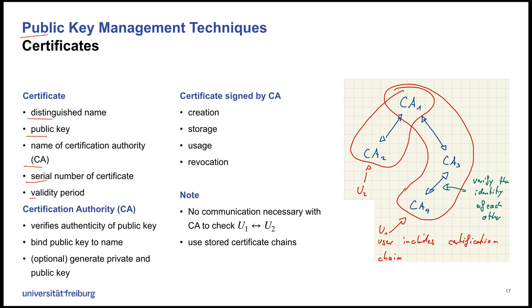Okay, so who are you? Or there's this famous article on the internet, nobody knows that you are a dog. Because you could be anything. So the solution for this is authorities. If you look at your passport, you will find your name. You find the name of a certification authority. You find a serial number. And you will also find a validity period.